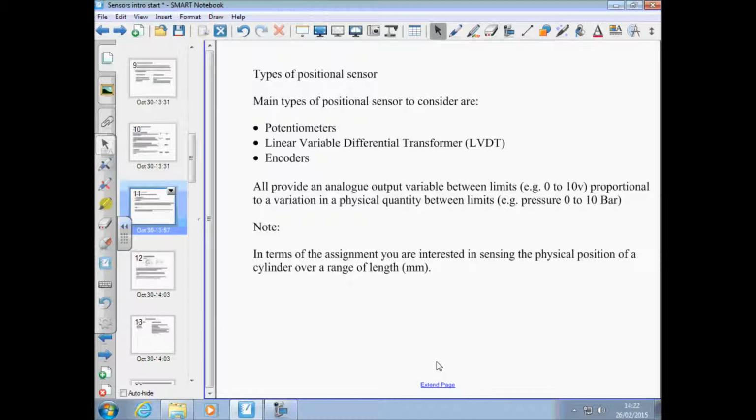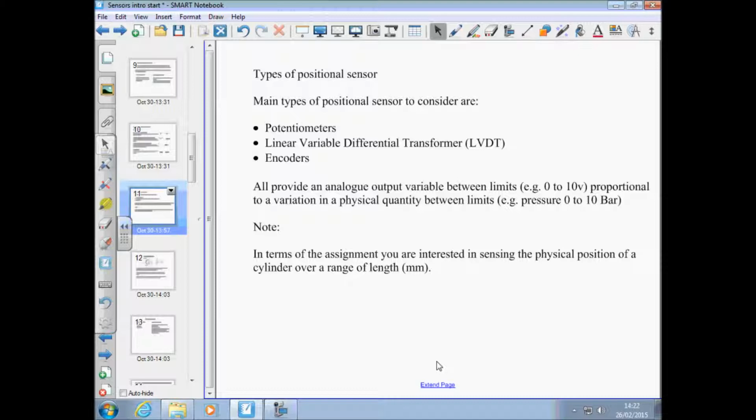What we move on to now is positional sensors, which is more down to the nitty-gritty of what we're looking for in the assignment. Measuring position, measuring rotation. Potentiometers can be used for this. Linear variable differential transformers. Encoders. These all provide an analog output, variable between limits.